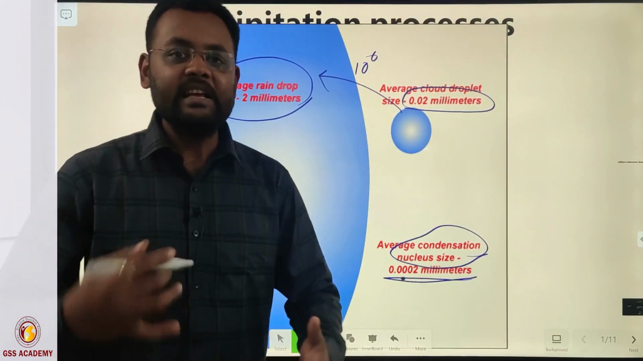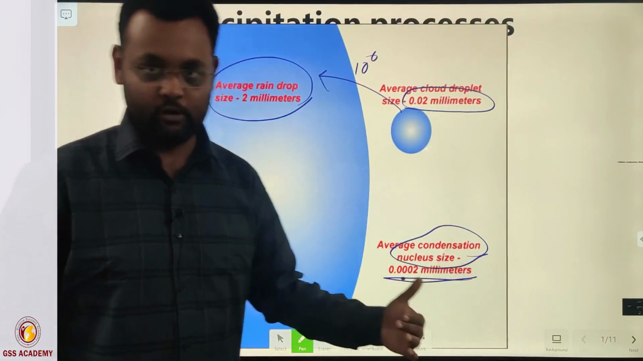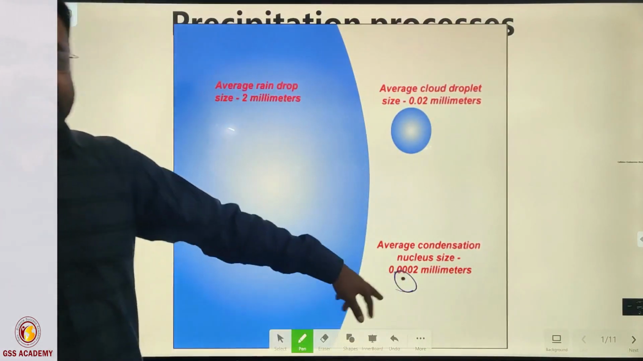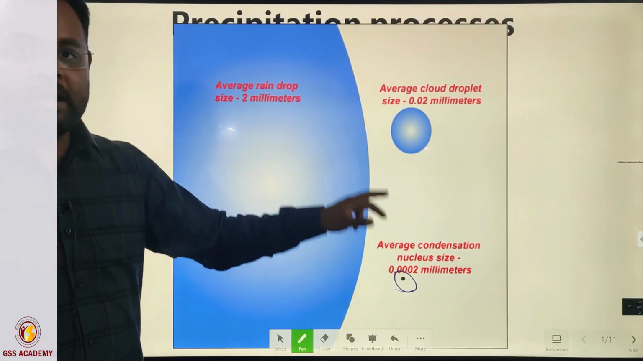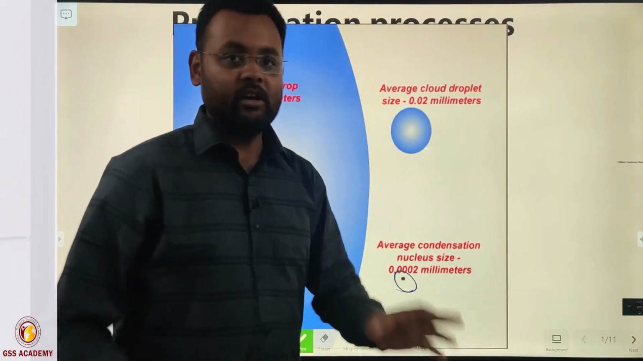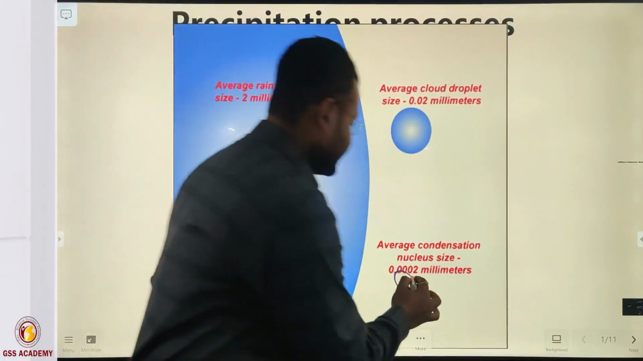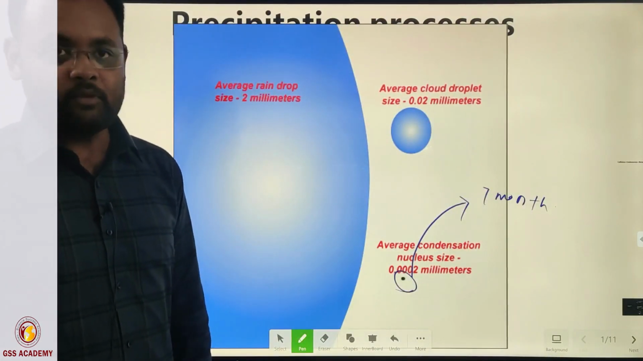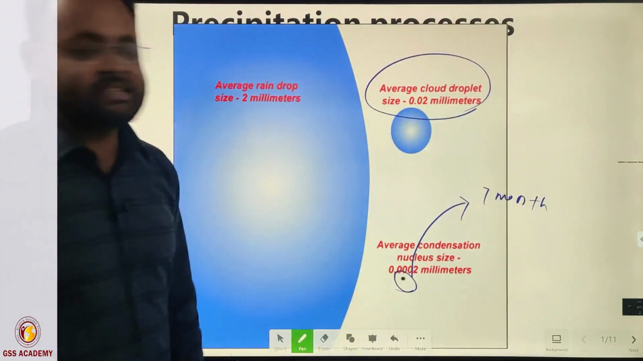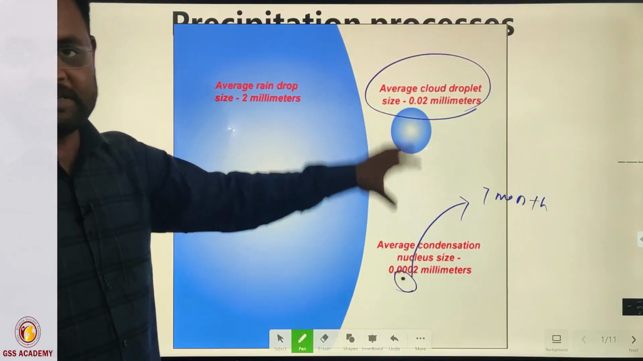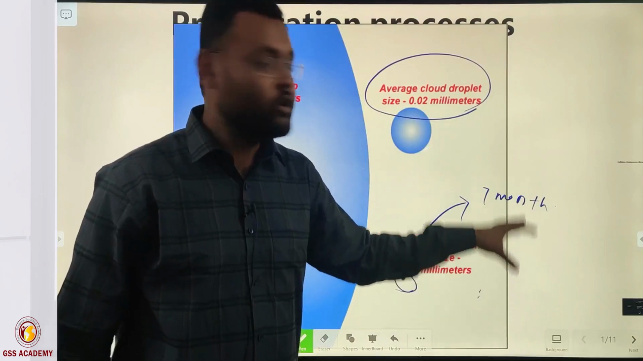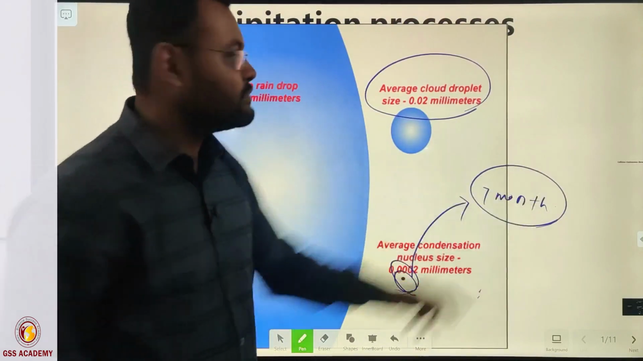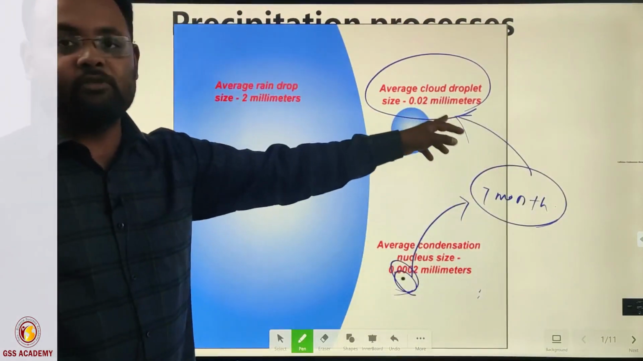Although this is the basic process of the cloud droplet formation as well as that of the rain droplet formation, this process is not that simple and straightforward, because although condensation can initiate directly over the condensation nuclei, in a normal time it takes approximately 1 month for the formation of one average size cloud droplet. That means the condensation needs to continue directly above this condensation nuclei for a time period of approximately 1 month. Then only a typical cloud droplet will form.